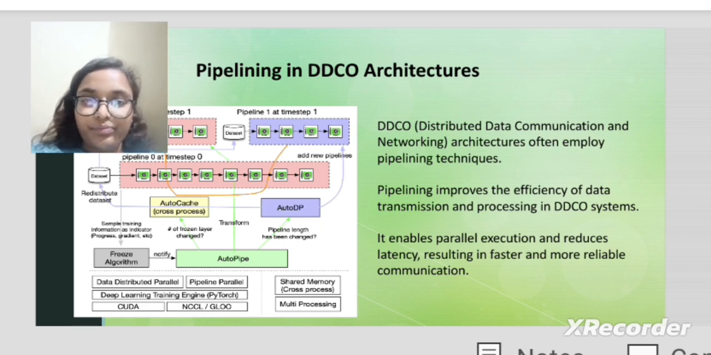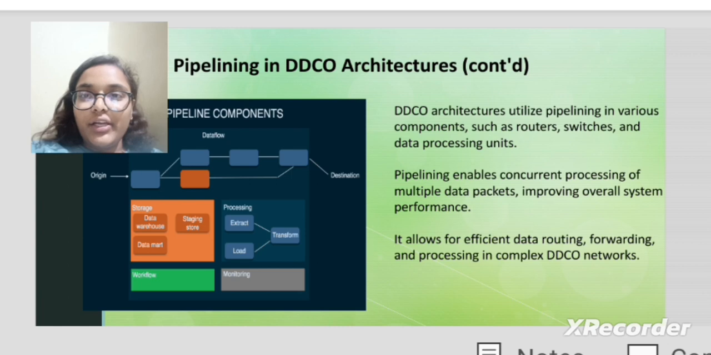Next is pipelining in DDCO architecture continued. DDCO architectures utilize pipelining in various components such as routers, switches, and data processing units. Pipelining enables concurrent processing of multiple data packets, improving overall system performance. It allows for efficient data routing, forwarding, and processing in complex DDCO networks.